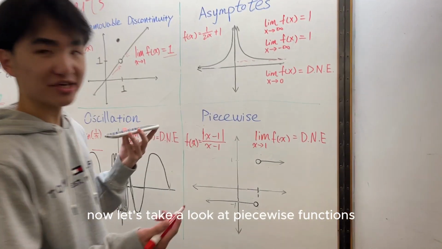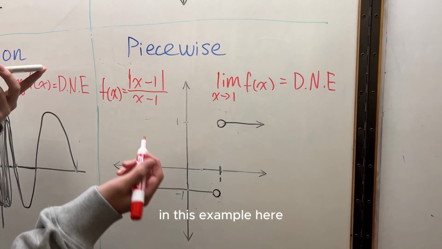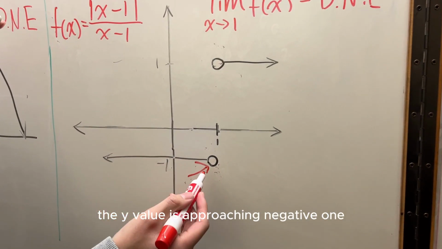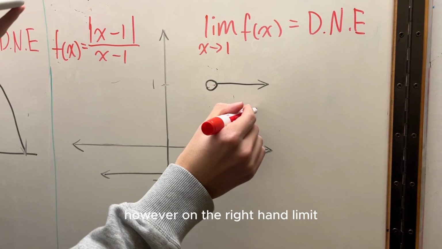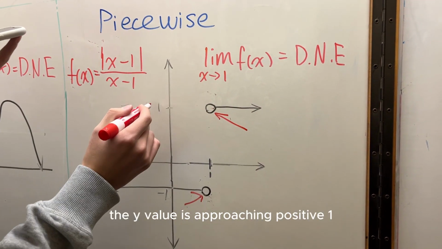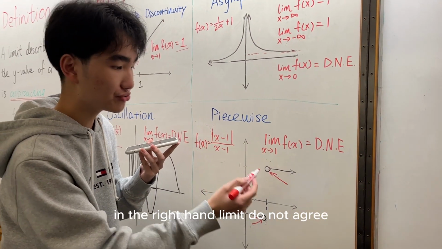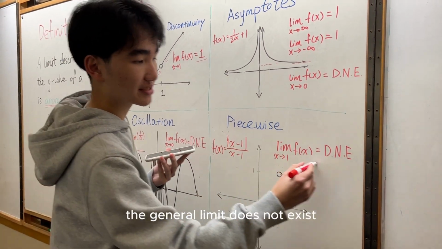Now, let's take a look at piecewise functions. In this example here, as x approaches 1 from the left side, the y value is approaching negative 1. However, on the right-hand limit, as x approaches 1, the y value is approaching positive 1. Because the left-hand limit and the right-hand limit do not agree in this case, the general limit does not exist.